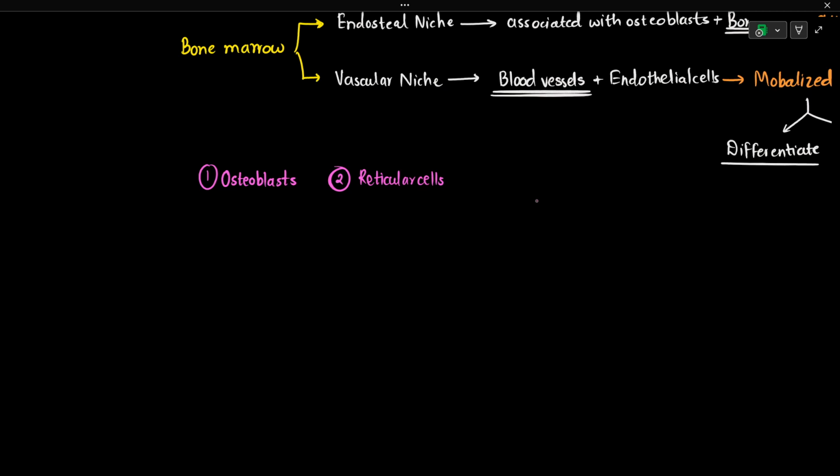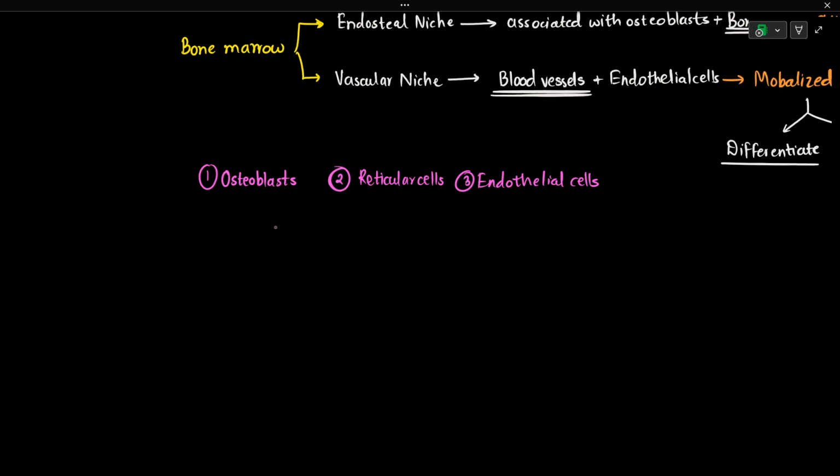Then there are endothelial cells that I already discussed, which are part of the vascular niche. The endothelial cells also help in hematopoietic cell differentiation. Basically they are not regulating hematopoietic stem cell differentiation, but rather promoting it, whereas osteoblasts are regulating the hematopoietic stem cell differentiation.